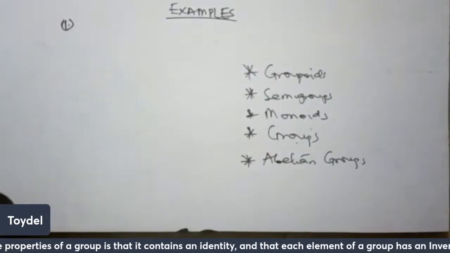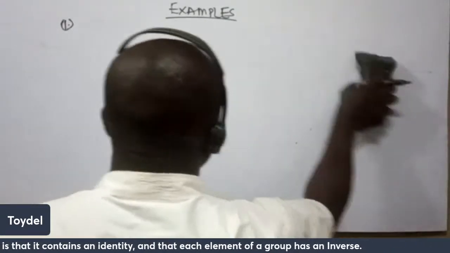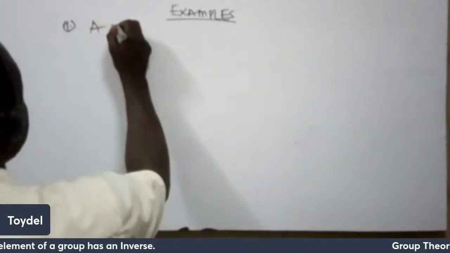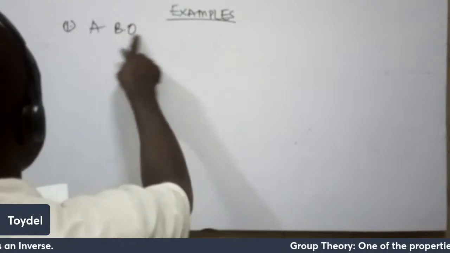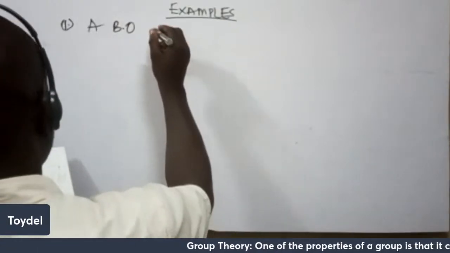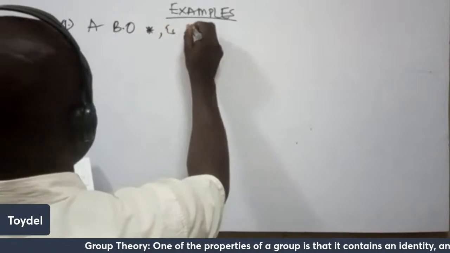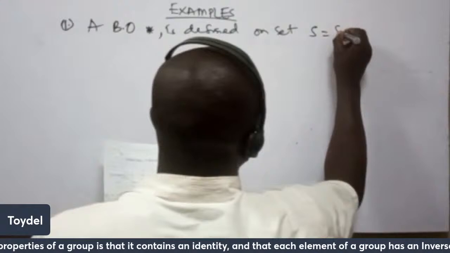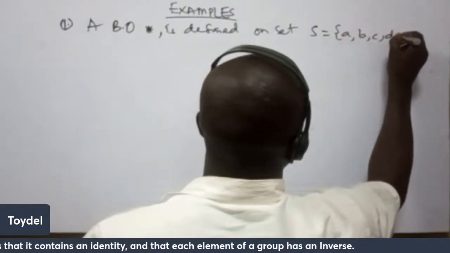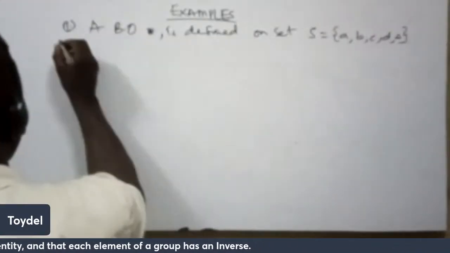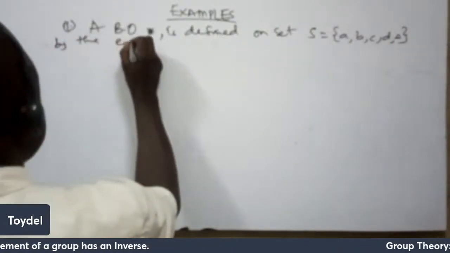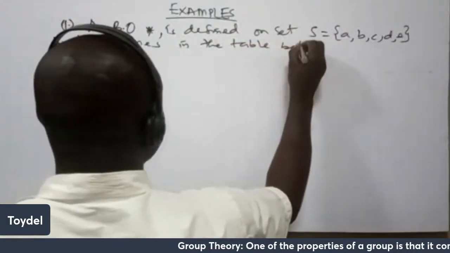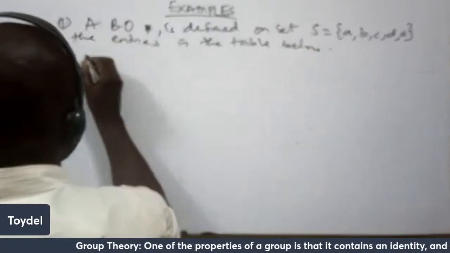So today we want to look at examples on each of the following. So we take the first example. The first example says that a binary operation, I start to abbreviate binary operation as BO, asterisk, is defined on set S. S is defined as A, B, C, D, E by the entries in the table below. So this is the table.